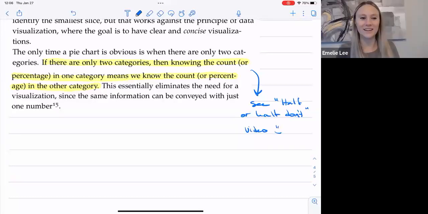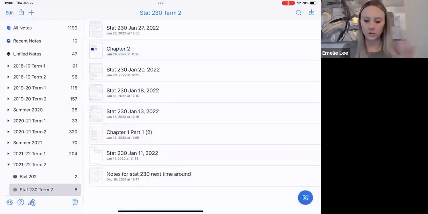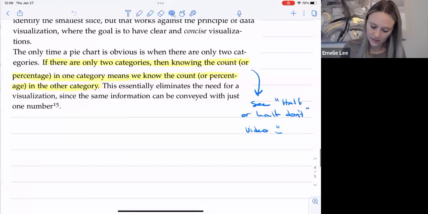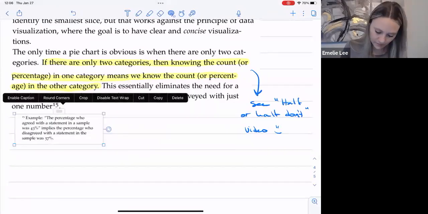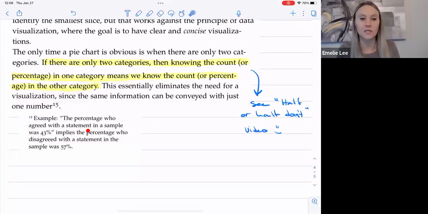Right, that's the same thing. Half do or half don't, well, both, right? And so we only need one to learn about the other. That would be more concise, right? Being able to just give one number instead of a whole graphic. So here, as an example, the percentage who agreed with a statement in the sample was 43%, which we know then that the other 57% disagreed with the statement.